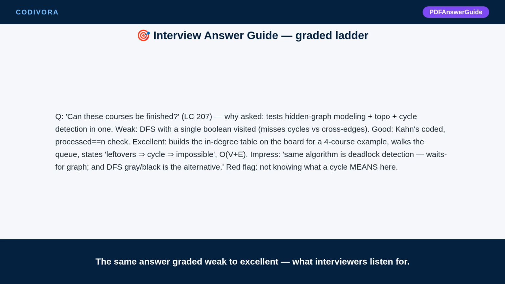Question: shortest path in a weighted graph. Weak: BFS ignoring weights. Good: Dijkstra with a PQ. Excellent: relax step written, lazy deletion of stale heap entries mentioned, and the honest limit: negative weights break pop-min, which means Bellman-Ford. Red flag: claiming Dijkstra handles negative edges.